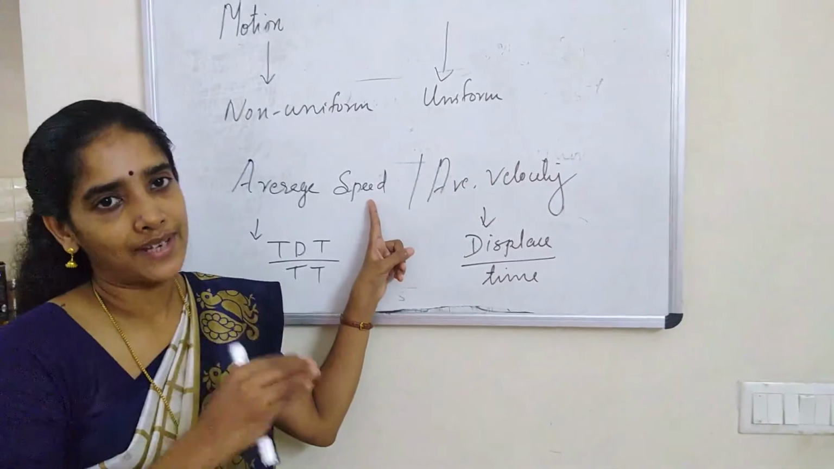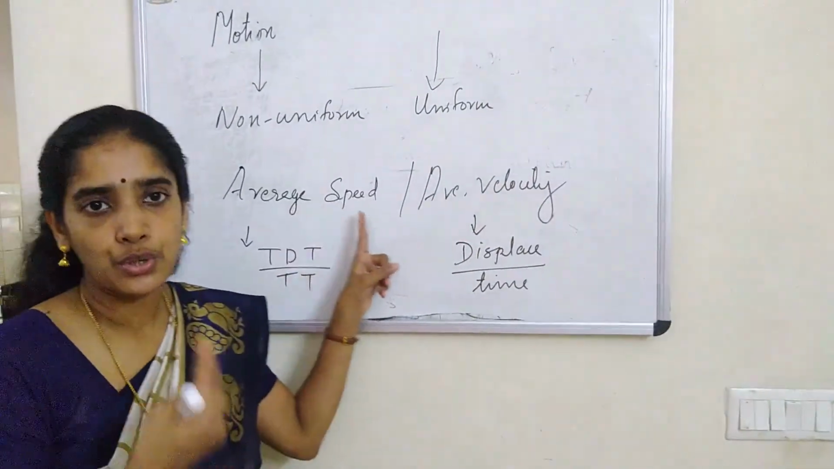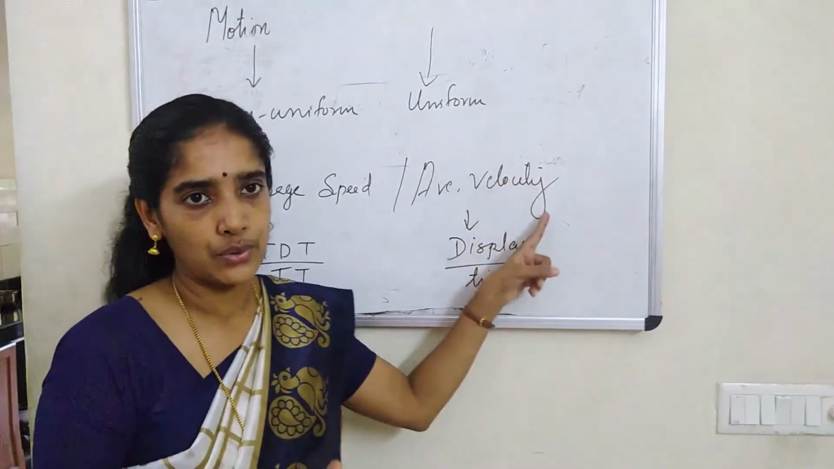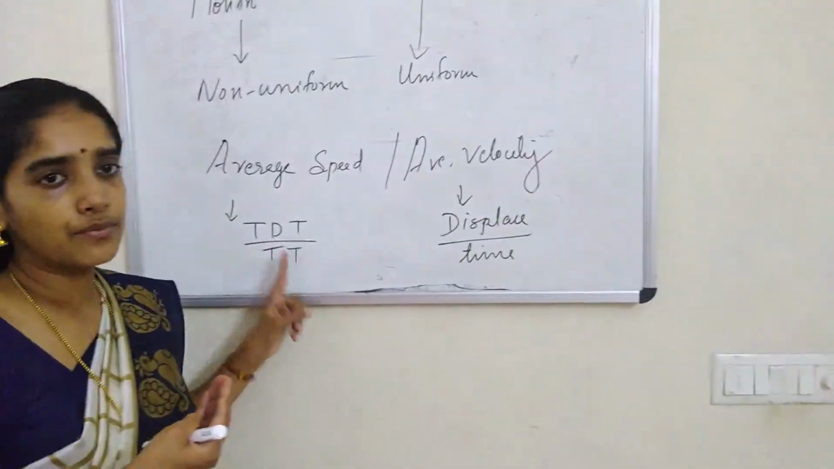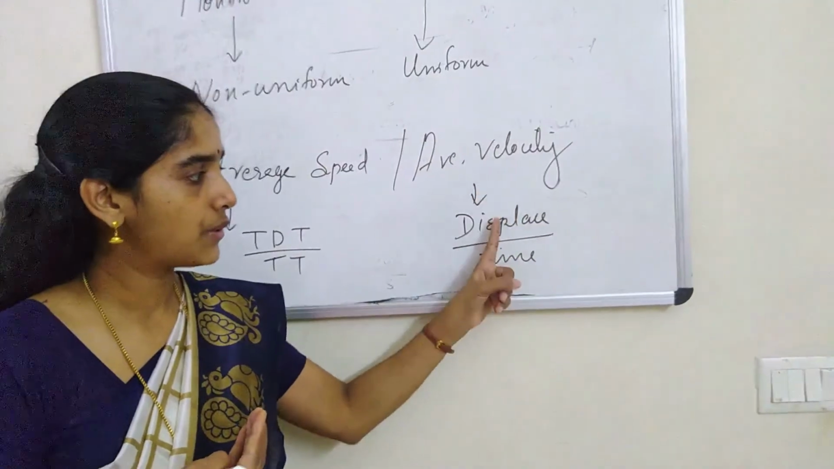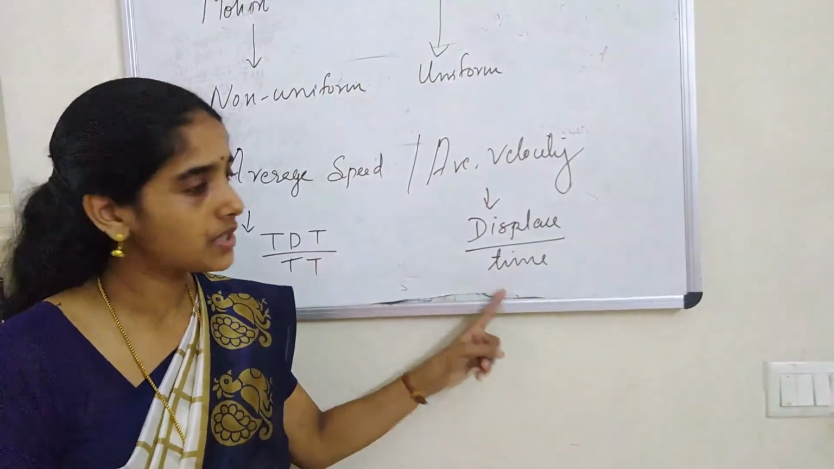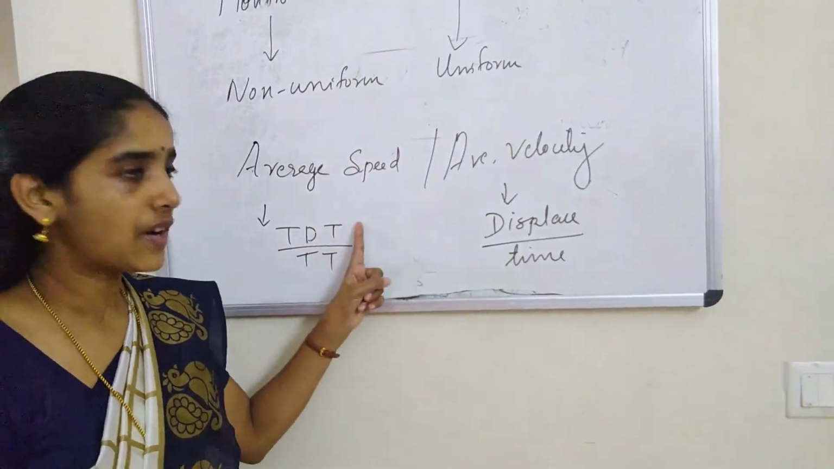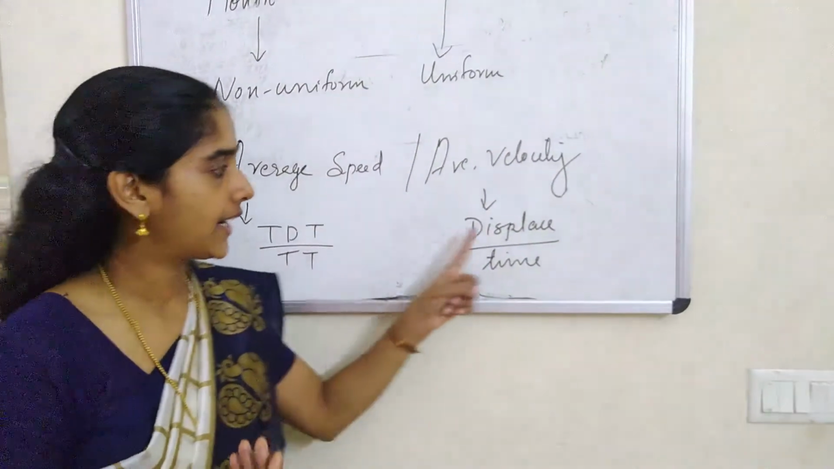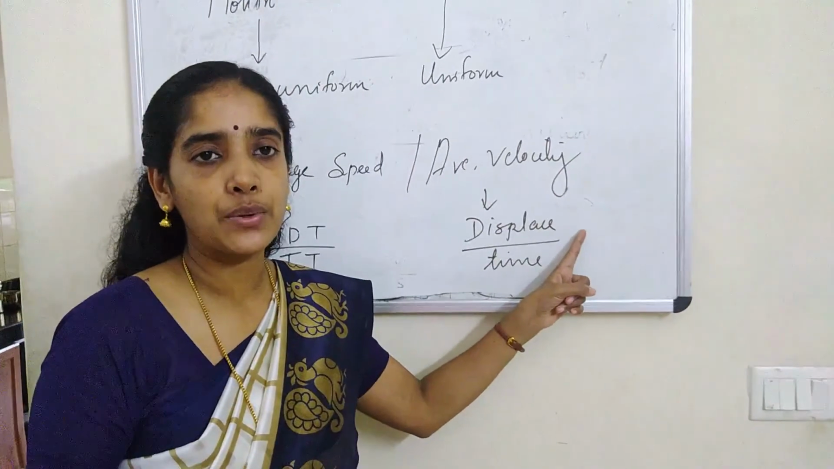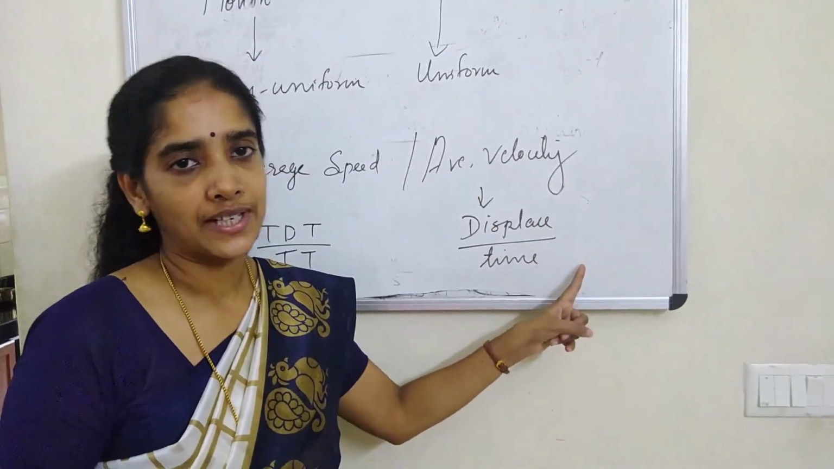So when the motion is non-uniform, we are not sure at what speed the object was traveling while moving from one place to the other. In such cases we introduced average speed or average velocity. How to find out? By this equation, total distance traveled by total time for average speed, and for average velocity, this is the equation. And what about the units? Units are the same. Distance traveled means length. I am talking about the SI unit, meter per second. And here also, the SI unit of average velocity is meter per second.